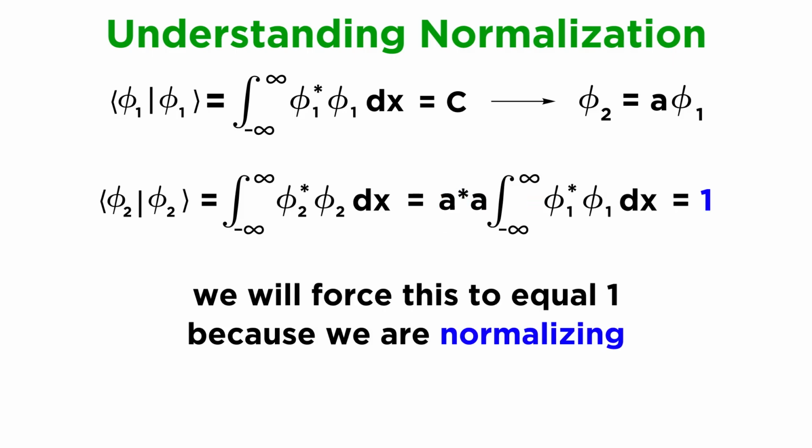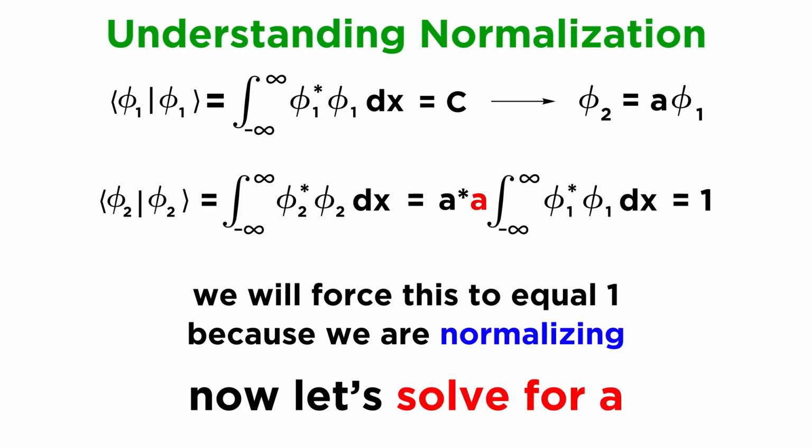This will equal 1 because we have decided that it should equal 1, because we need a normalized wave function, and that is the condition of normalization. Now we can find what a must be for this to be true.